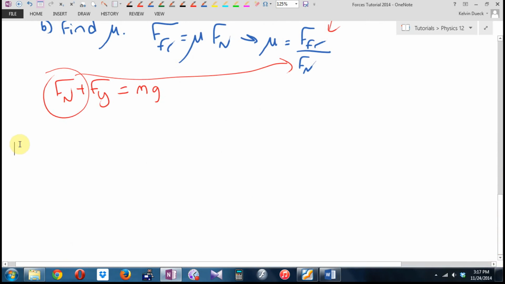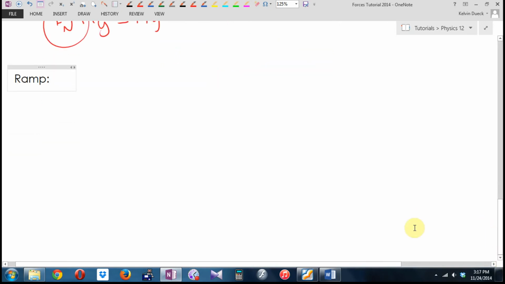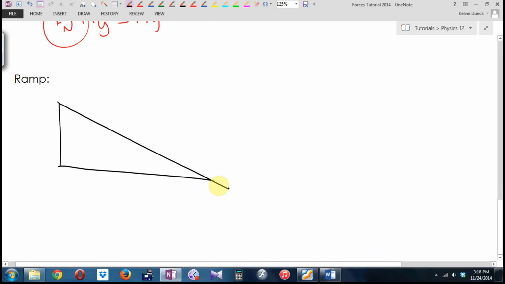What else? Ramp question, totally fair game. Not only fair game, I think I'm going to ask you to do something with the ramp question. So here's a ramp. That's a terrible drawing. I can do a little better than that. Not much, though. Okay, there's my ramp. Hey, there's theta, our generic theta. And let's have the block accelerating down.